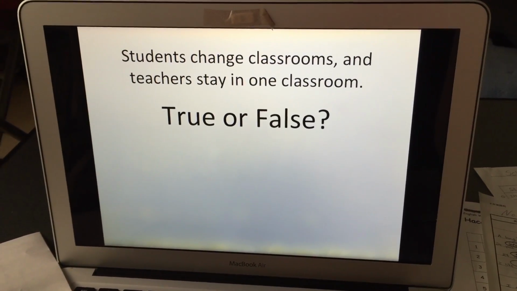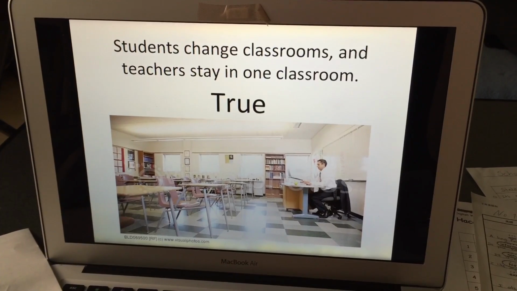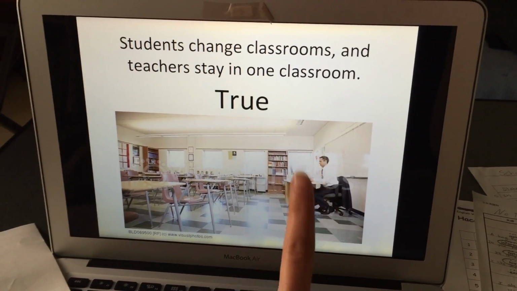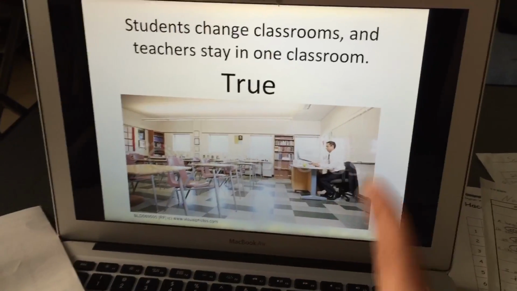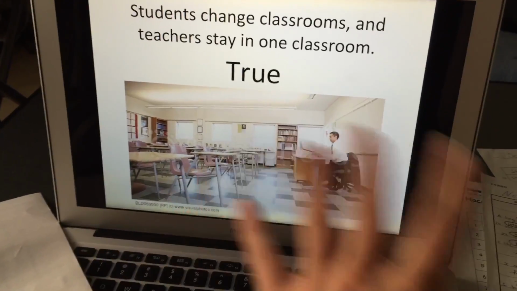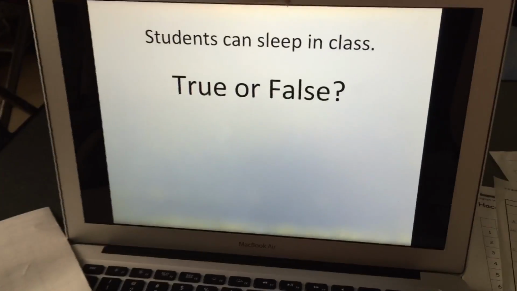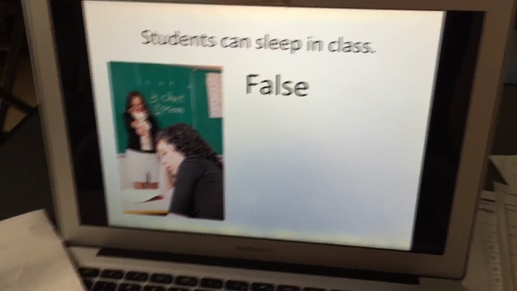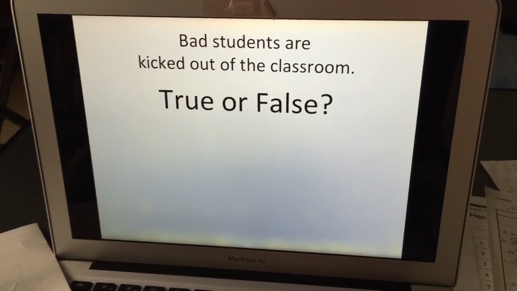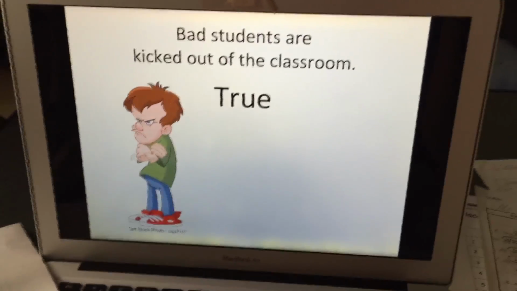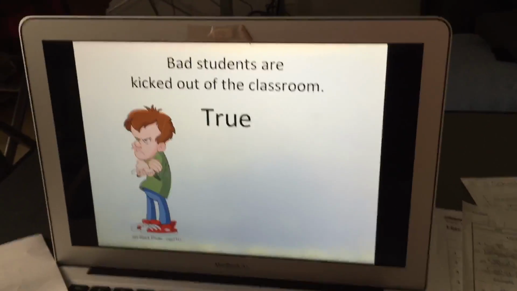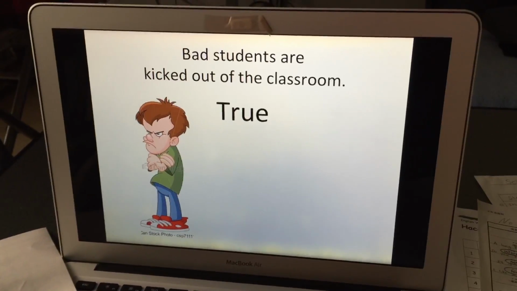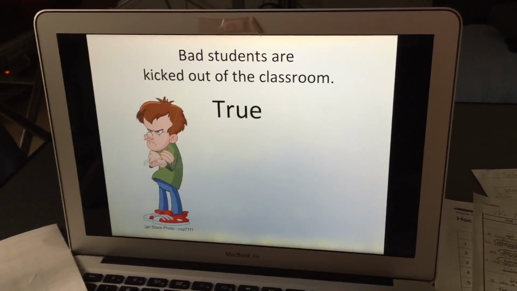Students change classrooms and teachers stay in one classroom. And this is true. In Japan, the teachers are the ones who change classrooms in junior high. And I found out in high school, it's the same as in Canada. In high school, the students move classrooms, which is really neat. Students can sleep in class. False. Bad students are kicked out of the classroom. True. In Japan, they have this policy where you can't really kick kids out anymore, I think, from what I've heard in the Kyoto system. They've got different ways of dealing with behavioral or bad students.